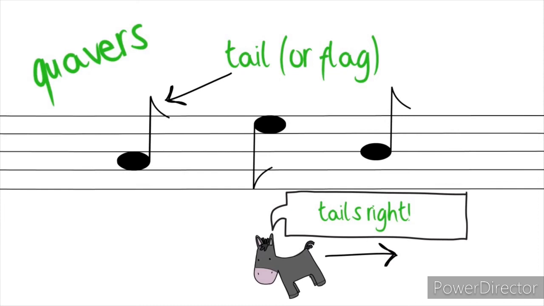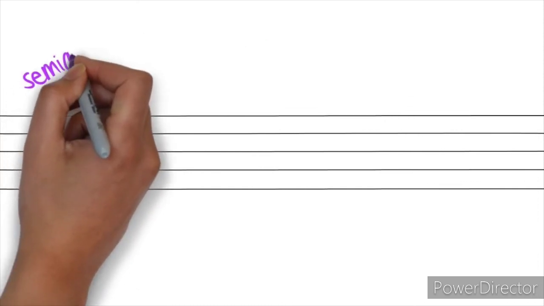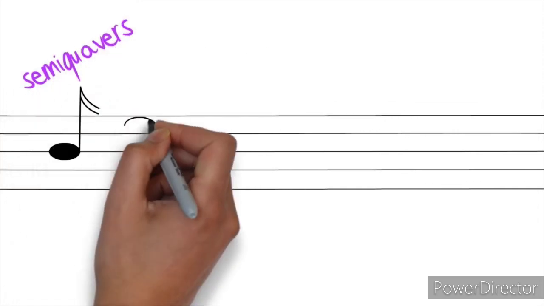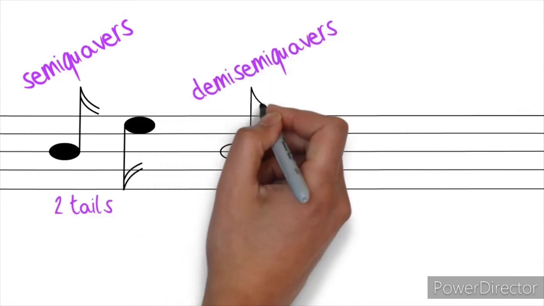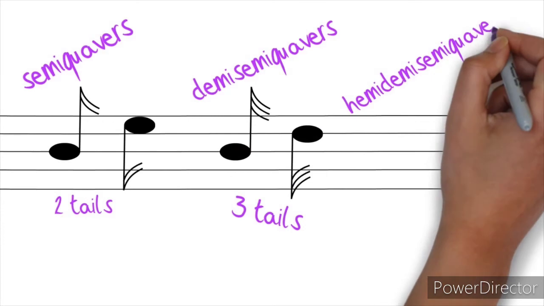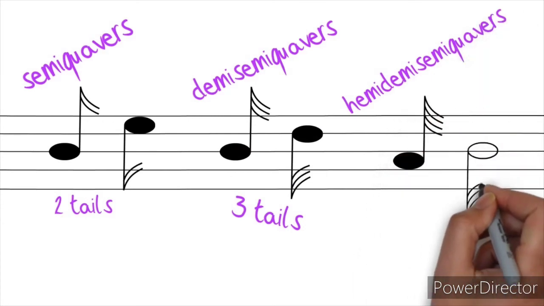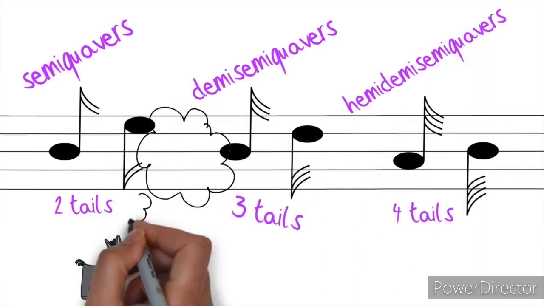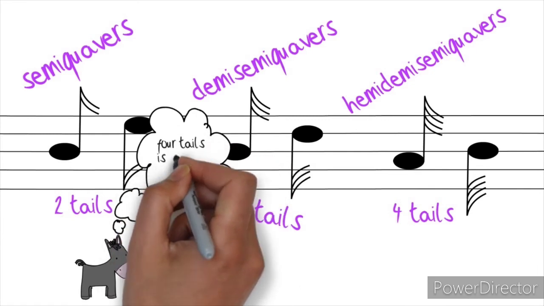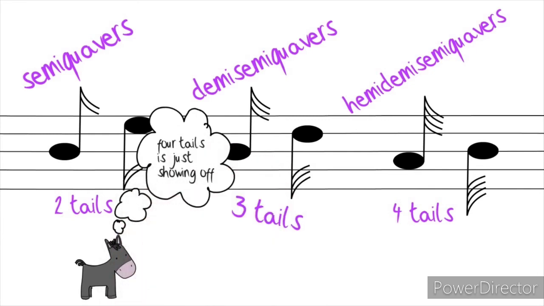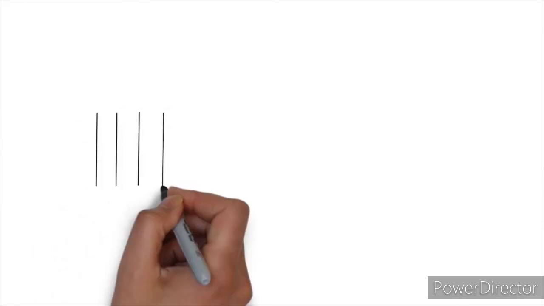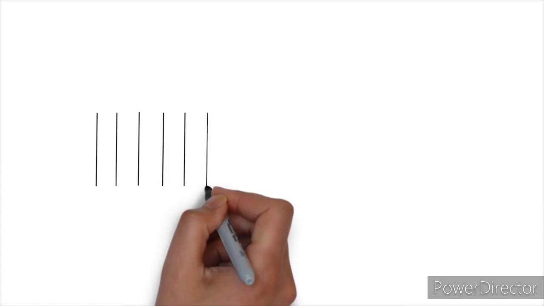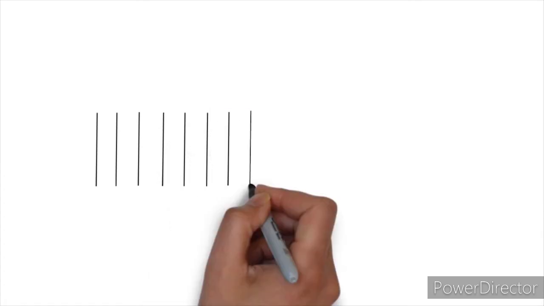Okay, that's quavers done. And as you might have guessed, semiquavers have 2 tails. And demi-semiquavers have 3. And hemi-demi-semiquavers, if you ever need to write them, that is, have 4. Well, that's more or less it, but before we finish, there is just one important thing left to look at, and that is how you write groups of quavers and semiquavers.